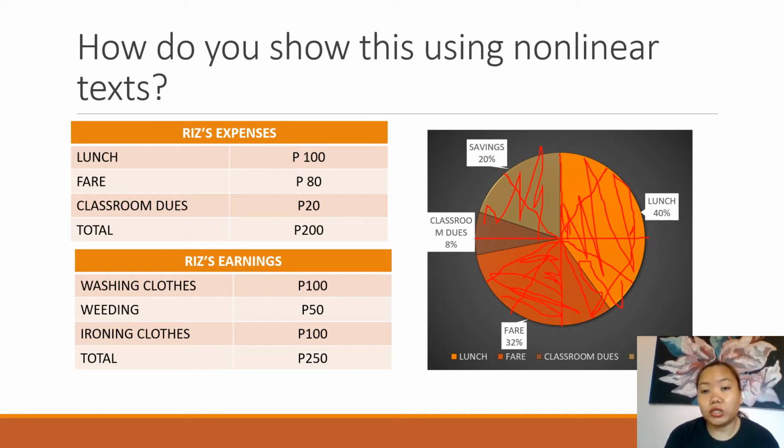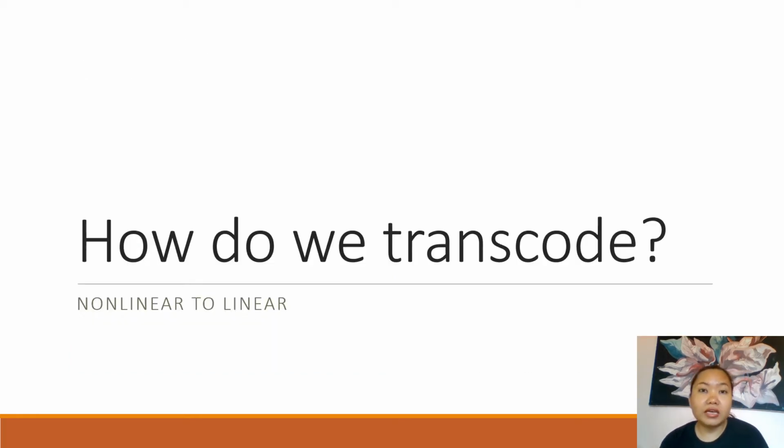And of course, you have to make sure you label it. For example, lunch, 40%. You can also write the amount there: lunch, 100 pesos, fare, 80, and so on. But for a pie chart, the percentage is much more appropriate. Okay? And here, you put what we call the legend. What does the color mean? This color is lunch, this color is fare, this color is juice, and so on. So, now you have transcoded the paragraph to nonlinear.